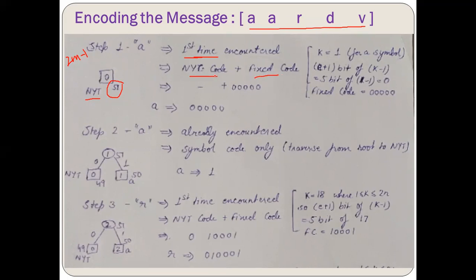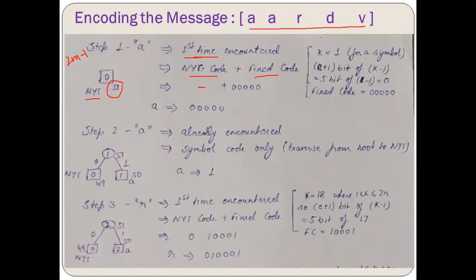Now I need to generate the NYT code and the fixed code. First, the NYT code: because nothing has been transmitted yet, there is no tree formation, only the root node is present. So there is no NYT code which can be generated. So this is dash, nothing is there. For the fixed code, we are going to check the conditions. First of all, I'm going to get the value of K, right? The value of K will be the position of A in the alphabet. So A is coming first. So K is 1 for symbol A, right?